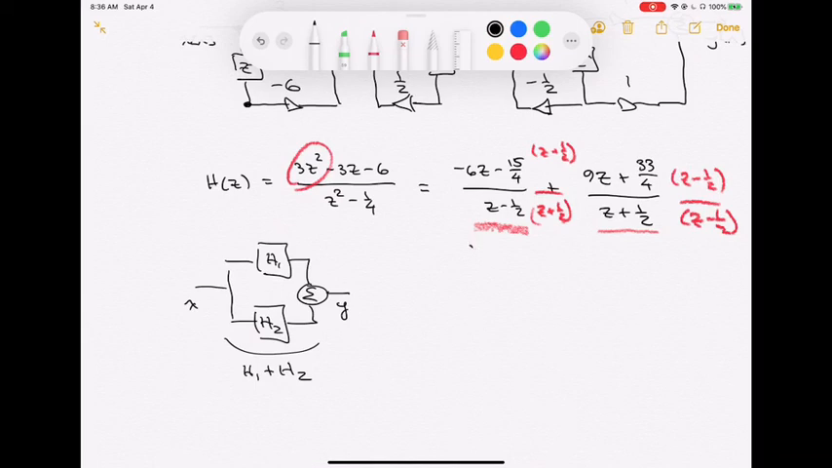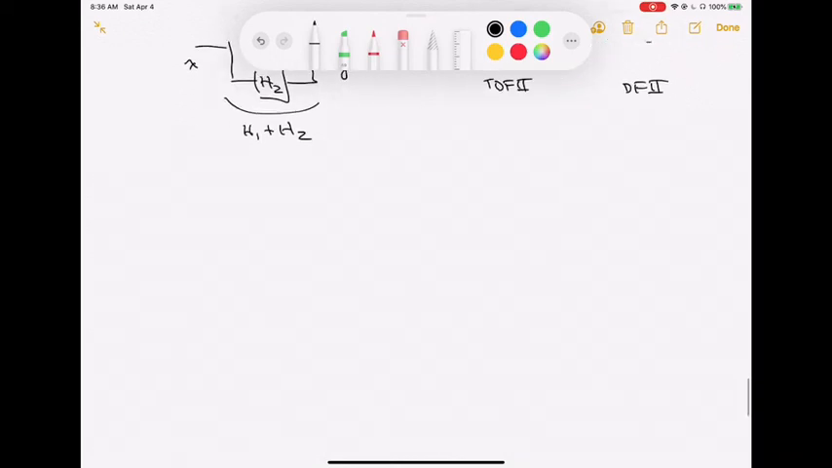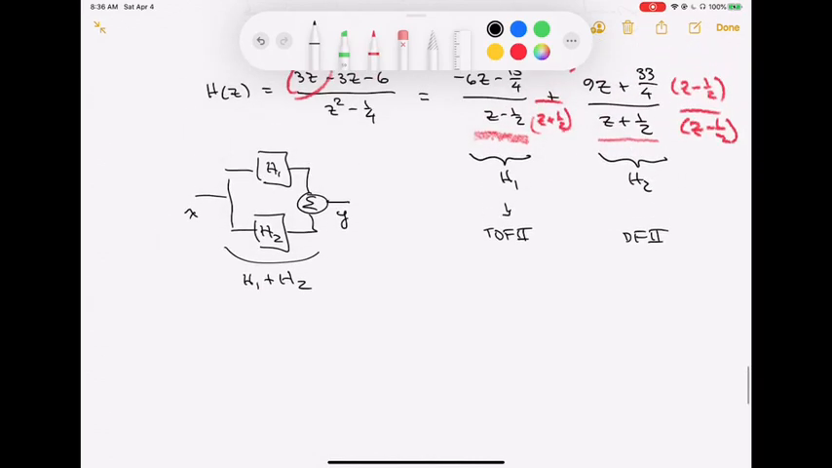Ignore the red. This first piece I could call my h1. The second piece I could call my h2. I would like to go ahead and realize these as well. Let's realize h1 as a transposed direct form 2, and let's do h2 as a direct form 2. I'm picking these out of the air just so that we can get practice running these different structures. People would most likely pick things like the transposed direct form 2 in their typical implementations. So we would like to go ahead and try to get these as well.